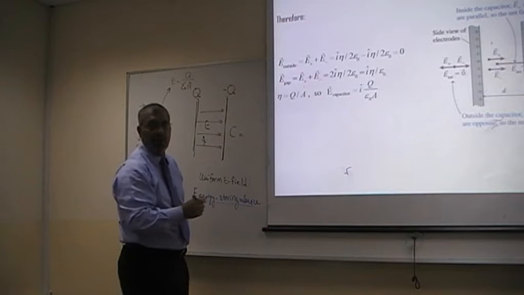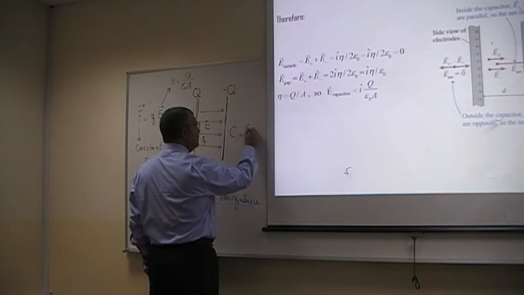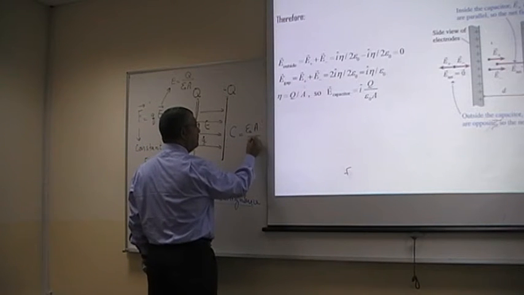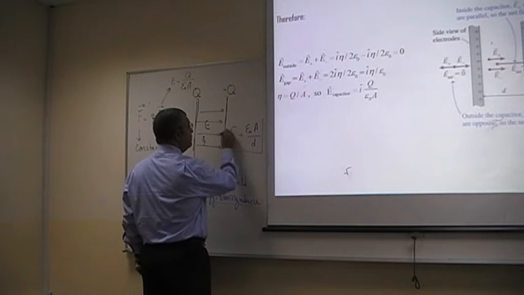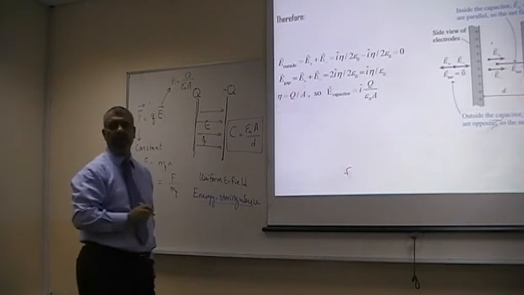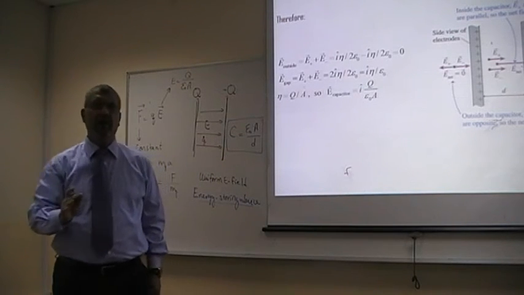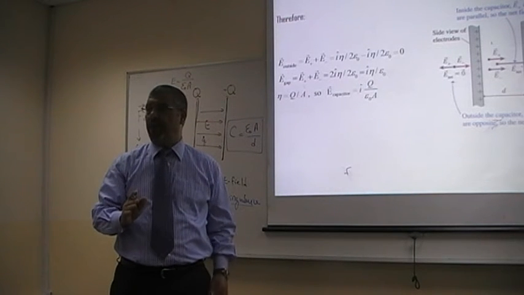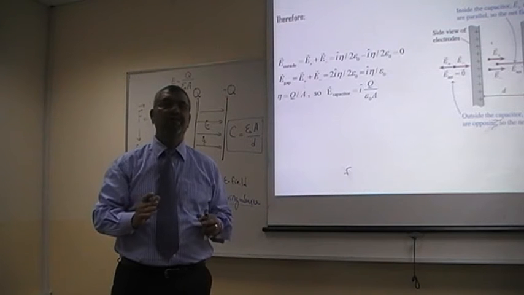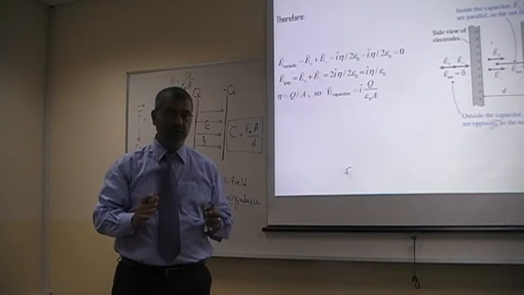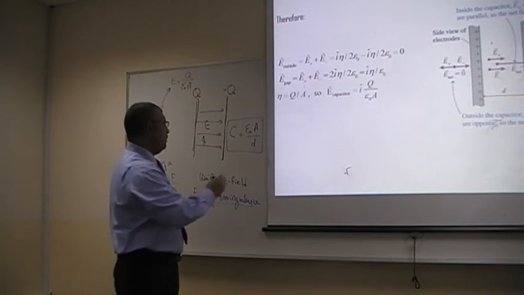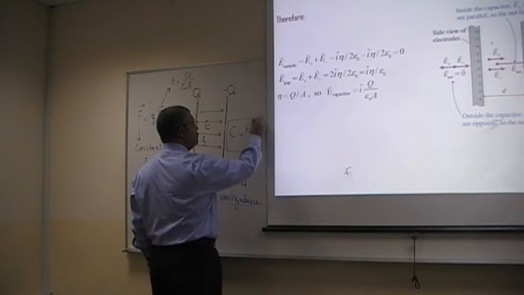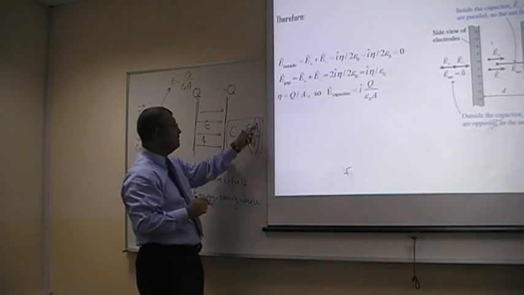Anybody remember? Epsilon naught area over the distance. So what did I say about that? Remember the last thing that I said at the end of the last class? What did I say about the capacitance? We said it's a constant quantity, right? It's a constant quantity, and it depends only on the geometry.